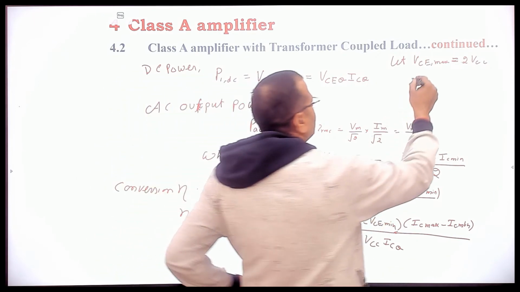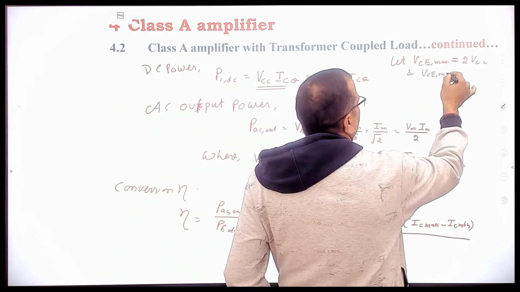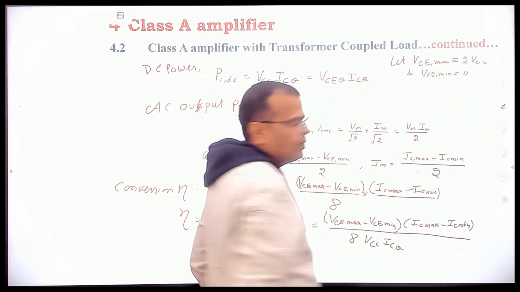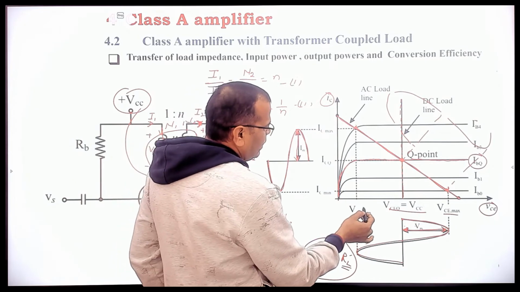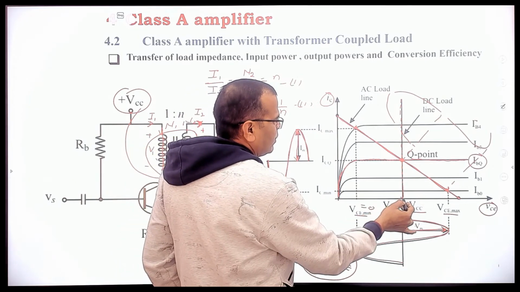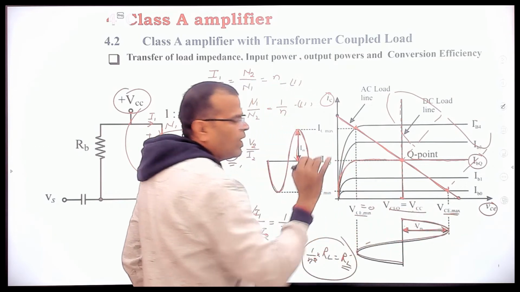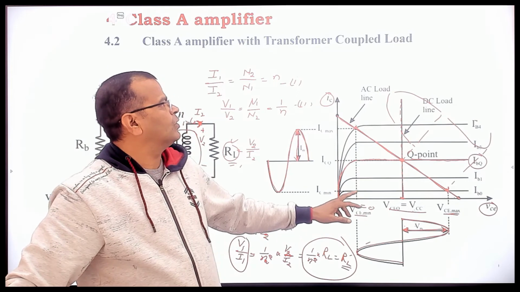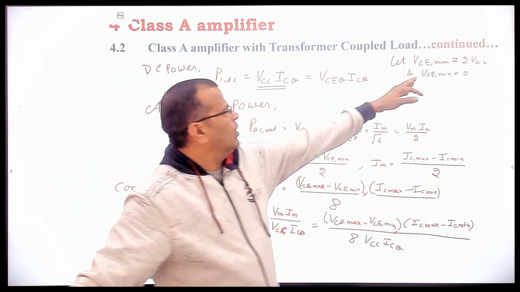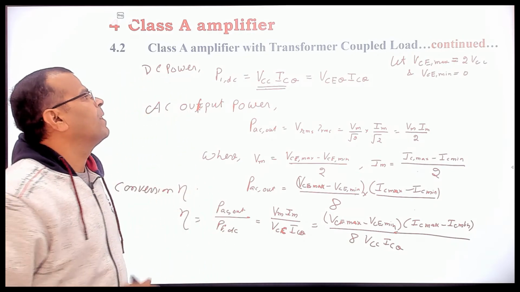And we will assume that VCE min is equal to 0. I will go back to the diagram. Please see it carefully. If VCE is 0, so this is almost the center of this portion, and VCE max will be equal to twice VCC, right? Provided VCE min is 0. So when VCE min is 0, VCE max is equal to twice VCC, right?